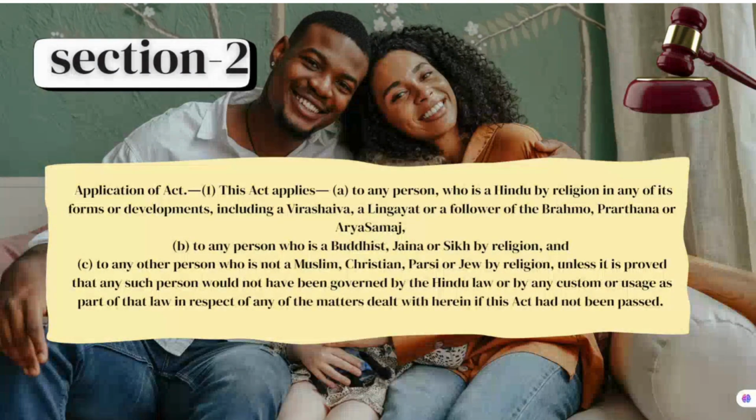Now, who is considered Hindu, Buddhist, Jain, or Sikh under this act? First, any child, legitimate or illegitimate, whose both parents are Hindus, Buddhists, Jains, or Sikhs. Second, any child, legitimate or illegitimate, with one parent as a Hindu, Buddhist, Jain, or Sikh, and who is brought up in the parents' religion or community.